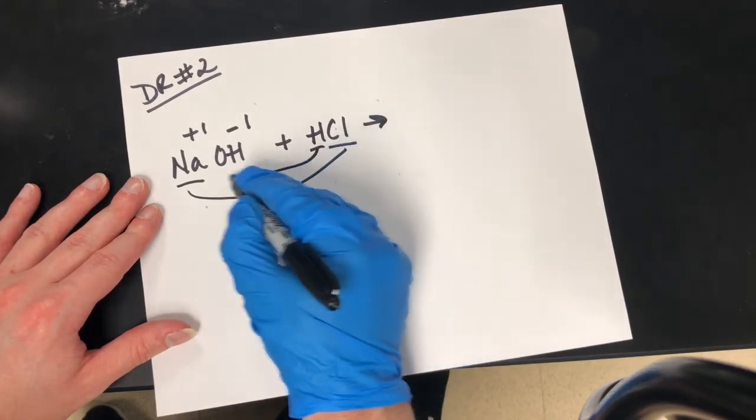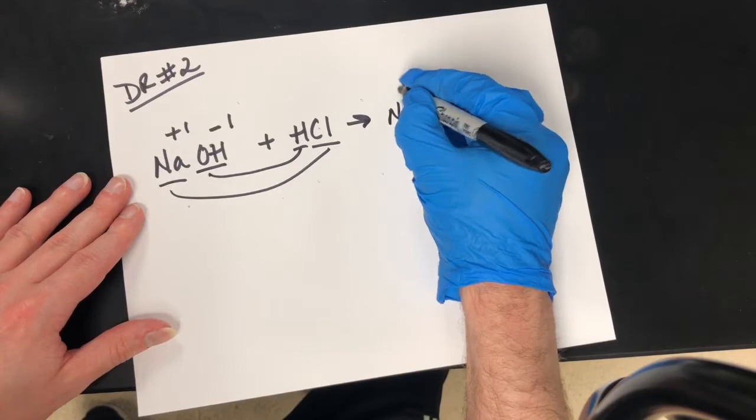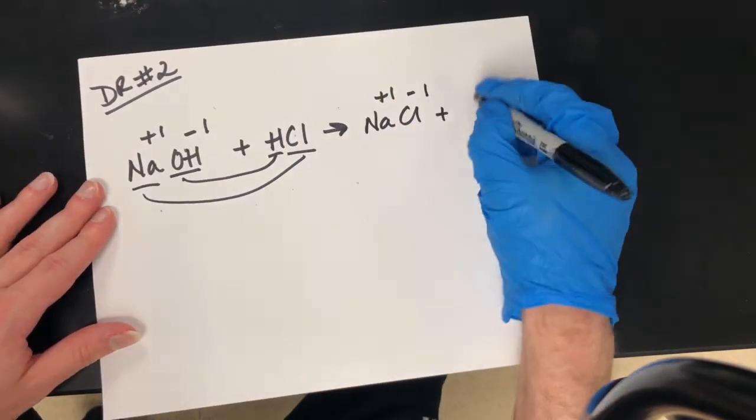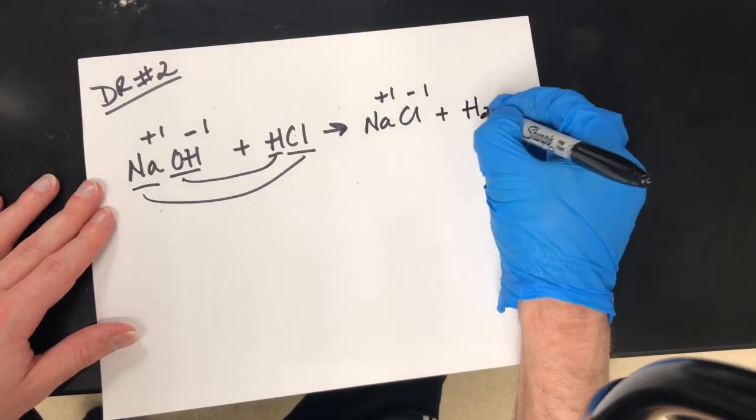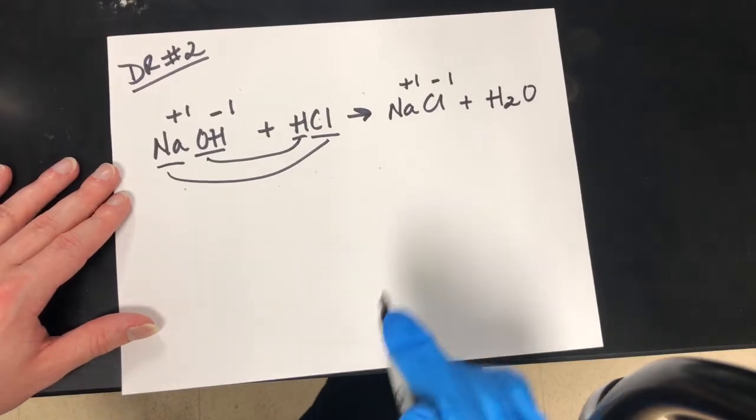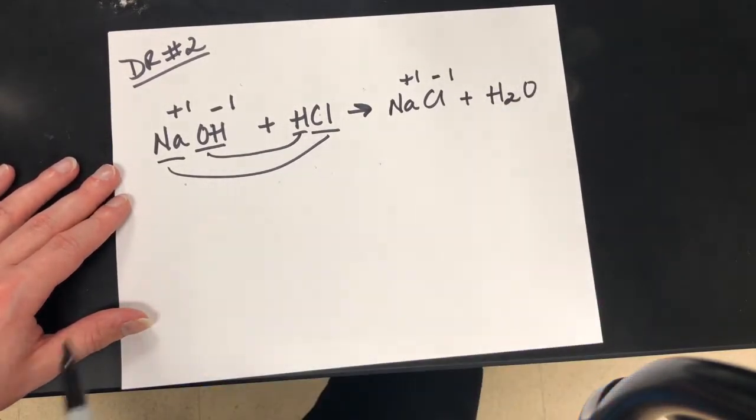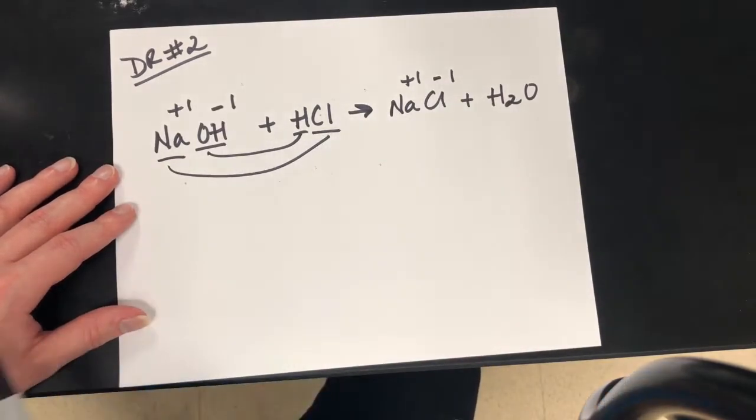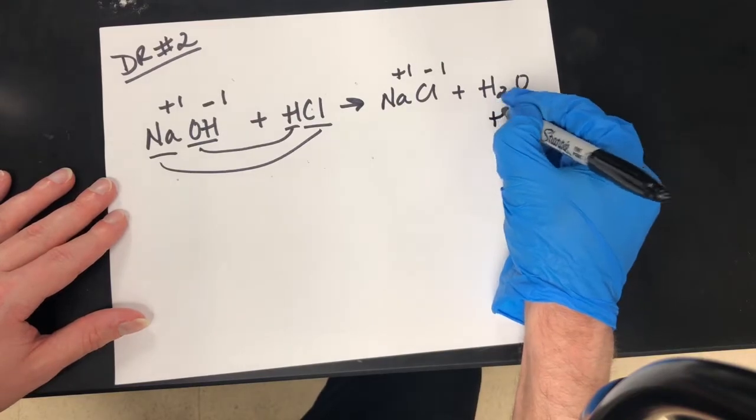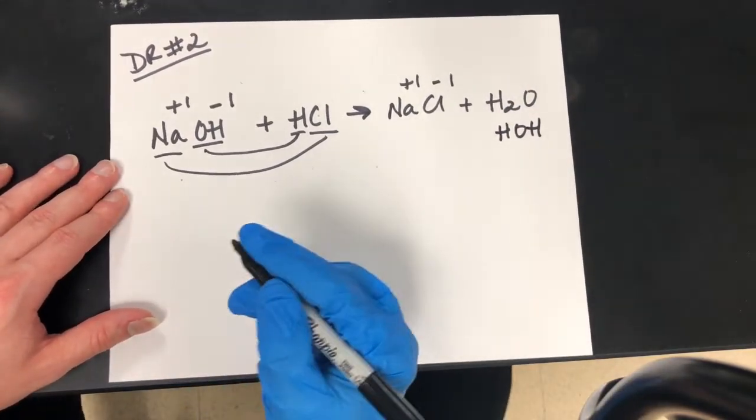Okay, so we take the Na and the Cl and we're going to put it together. And an H and an OH together gives you water. Okay, so if we're going to balance this, we have two H's, one O, one O, one Cl, one Cl, one Na, one Na. So it's going to be balanced. If you want to write this as HOH like we did in class, you're more than welcome to do that also to help you balance.